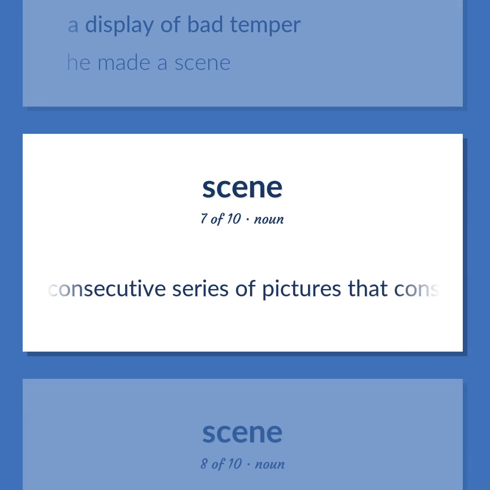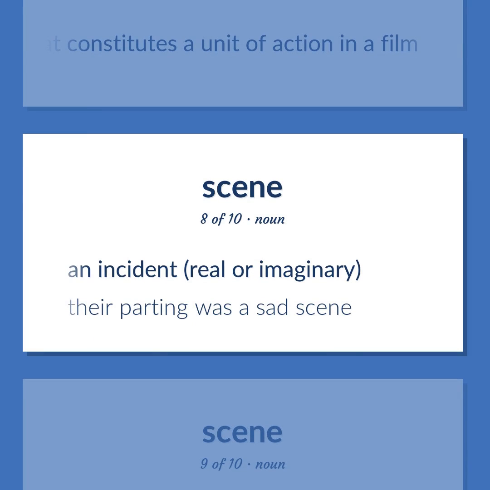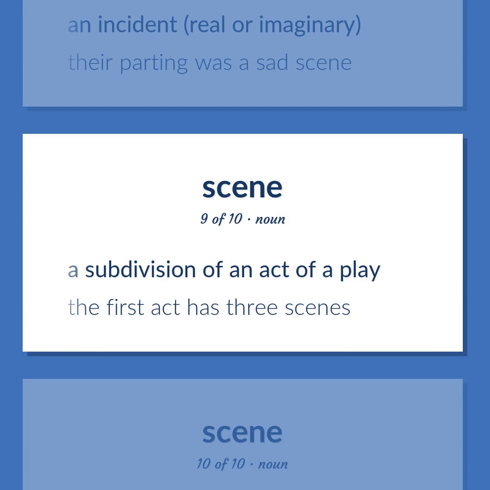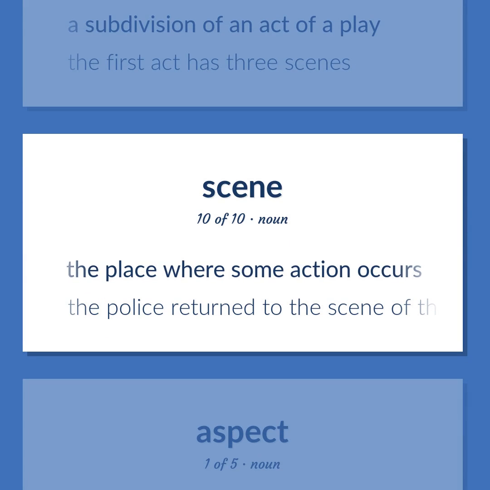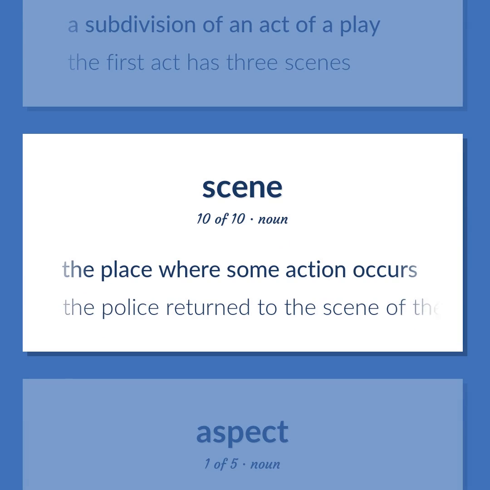A consecutive series of pictures that constitutes a unit of action in a film. An incident, real or imaginary. Their parting was a sad scene. A subdivision of an act of a play. The first act has 3 scenes. The place where some action occurs. The police returned to the scene of the crime.